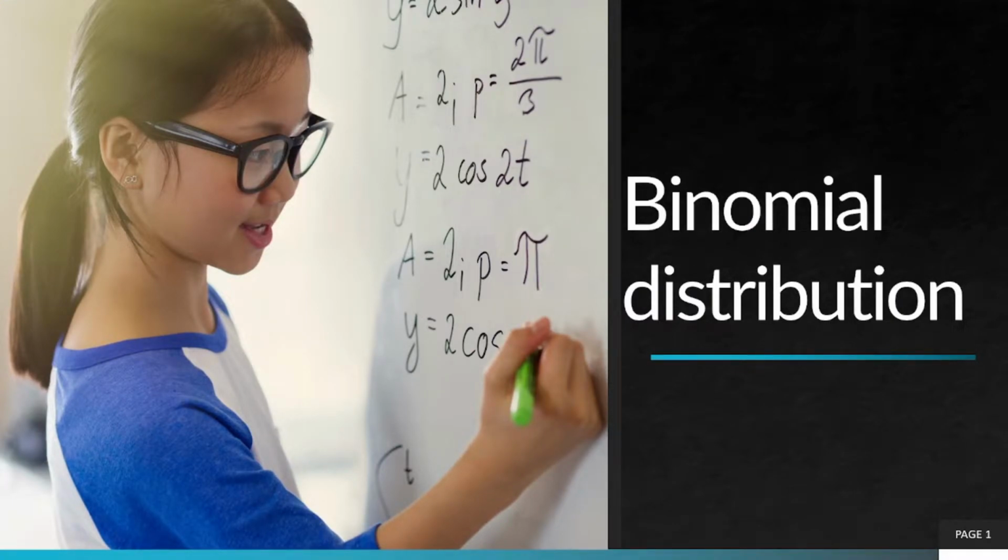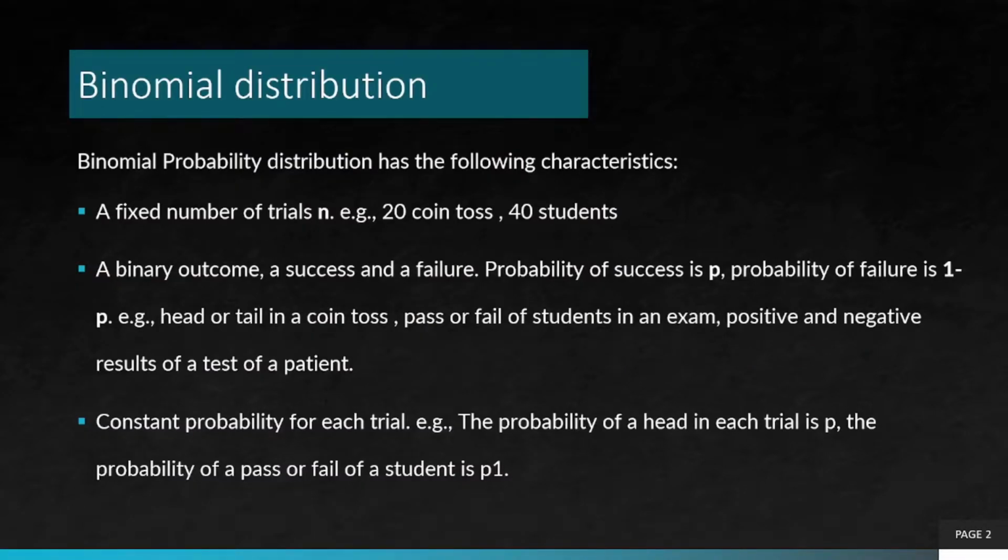This is a lecture on binomial distribution. A binomial probability distribution has the following characteristics. It has a fixed number of trials n, for example 20 coin tosses or 40 students. It has a binary outcome, a success and a failure. The probability of success is p, and the probability of failure is 1 minus p.